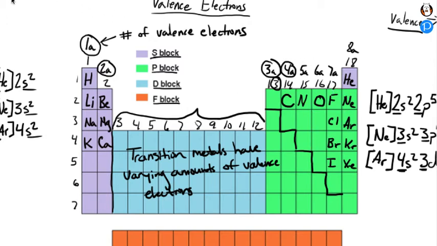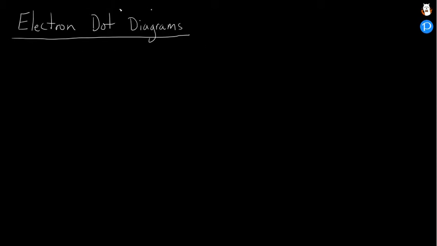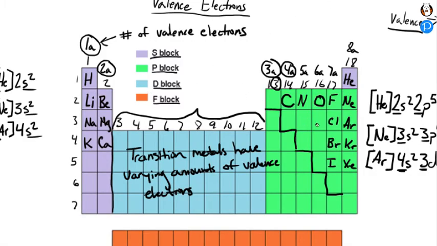Now, one last thing that leads me to electron dot diagrams. Electron dot diagrams are a way to show valence electrons only. Basically, what an electron dot diagram looks like is this. Let's go back to here and just pick a random element, so we'll go with oxygen. Oxygen, which is in group 16, meaning it has 6 valence electrons.